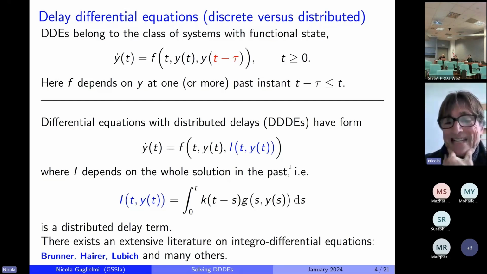So there exists an extensive literature on the differential equation. We are certainly not the first to study this kind of problem, but there are a few things that have to be said. First of all, there are no codes in general that are able to couple discrete and distributed delays together. They don't exist.